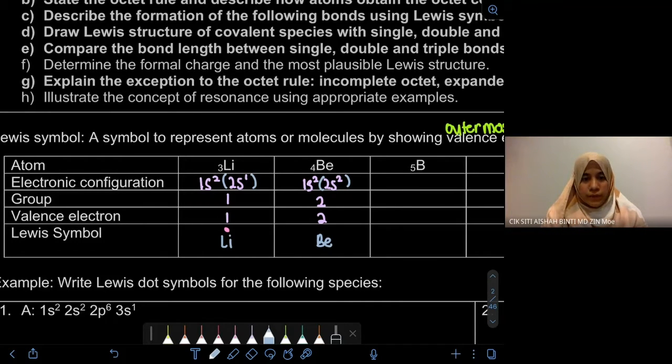Okay, tapi beza sekarang ni apa yang kita ada is actually 2 valence electron. So when there are 2 valence electron, it means kita kenalah ada 2 dot, kan? Sebab lithium tadi, sekejap, boleh tengok ni. 2 dot. Nampak? 2 dot kan? So lithium ada 1 je, tapi kalau beryllium ada 2. Okay. So macam mana nak draw dia?